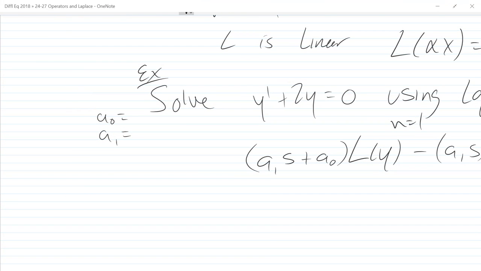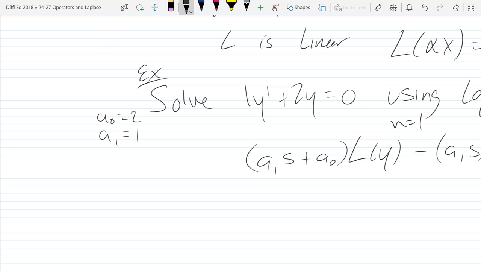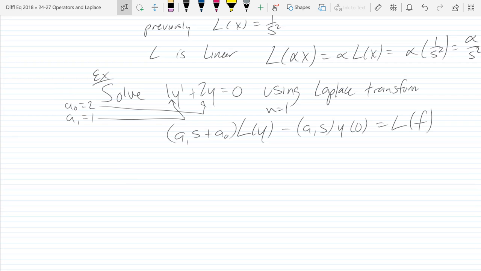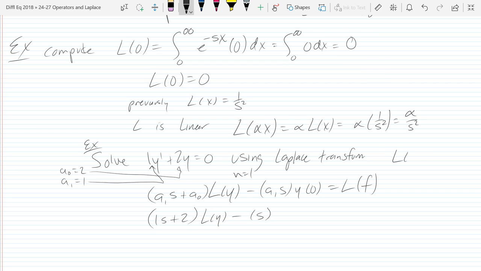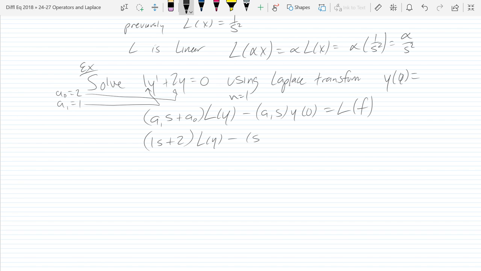So a0 is 2. And a1 is the one I just wrote. So that's a0, that's a1, right there. So we got 1s plus 2 L of y minus a1 is 1, so it's just s. I also need to know y of 0. We need an initial condition. Not L of 0, I need y of 0. We'll take y of 0 to be 2 here. So that 2 goes in for y of 0.